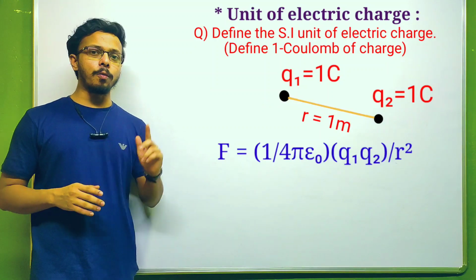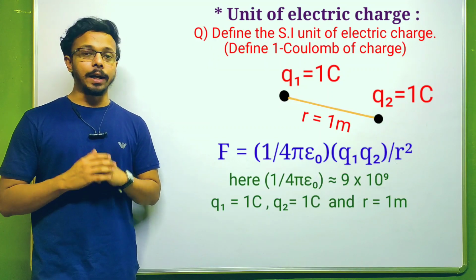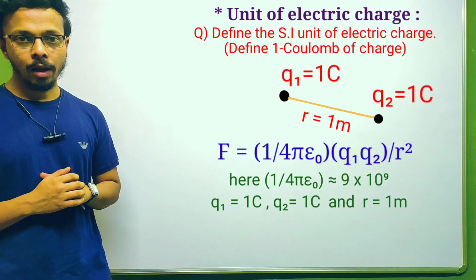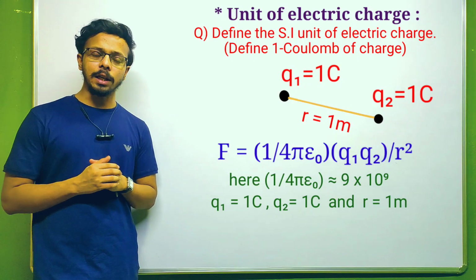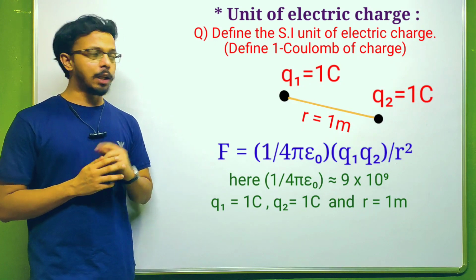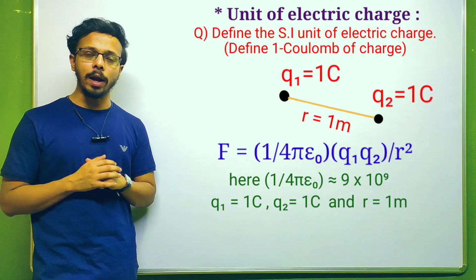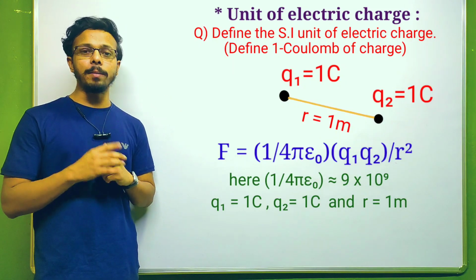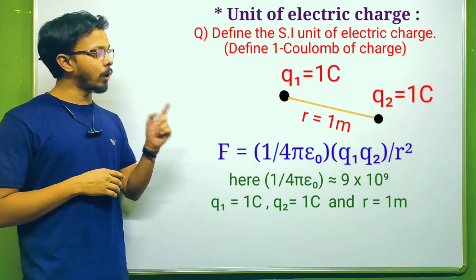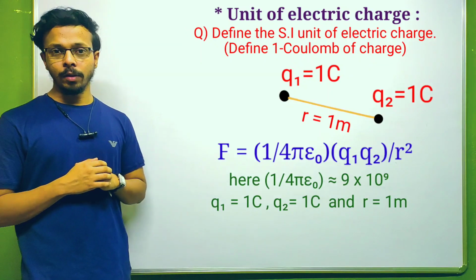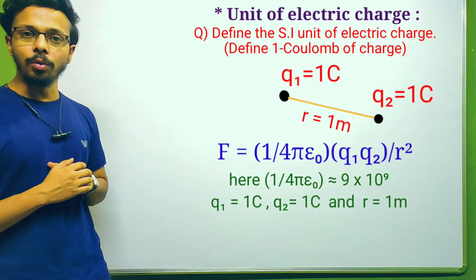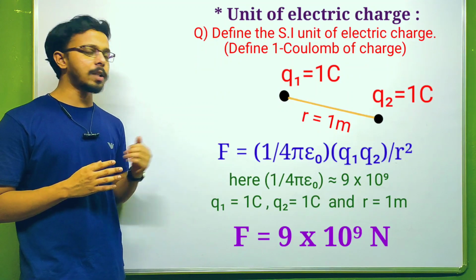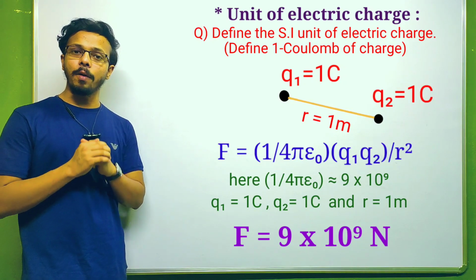Here the value of 1 divided by 4 pi epsilon naught is approximately equal to 9 into 10 to the power 9. As we are taking two charges, each of magnitude 1 coulomb, the value of Q1 into Q2 is 1 into 1. As the two charges are separated by 1 meter in free space, here r is 1. After substituting the values, 1 divided by 1 square, we find that F is equal to 9 into 10 to the power 9 Newton.